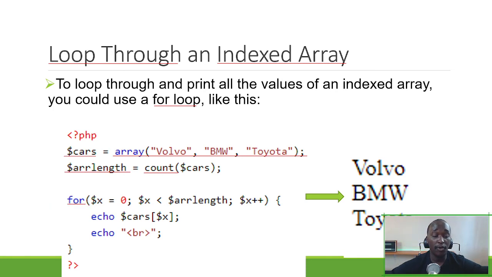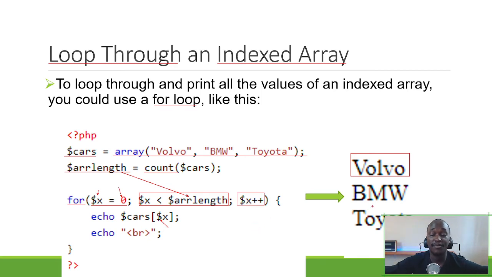So we use the for loop. We declare a variable x, and we initialize it to 0. We want x to begin at 0, because we know that the index of the array begins at 0. So cars 0 is going to print out Volvo. Then the condition is x must be less than the array length. Remember, the array length is the size of the array, and we've used the count function for that. Then we have the increment here.